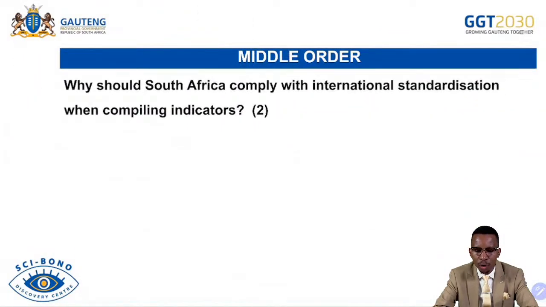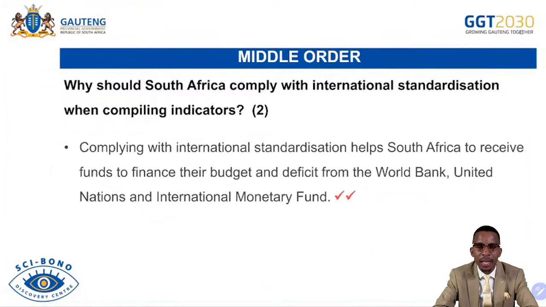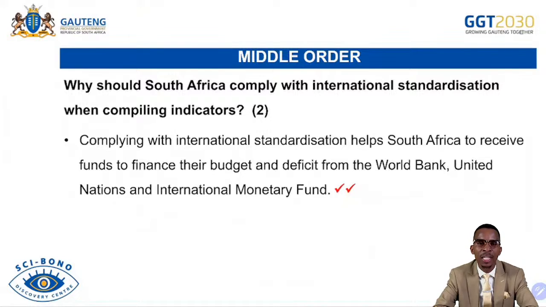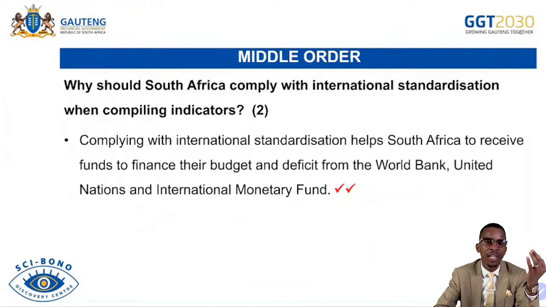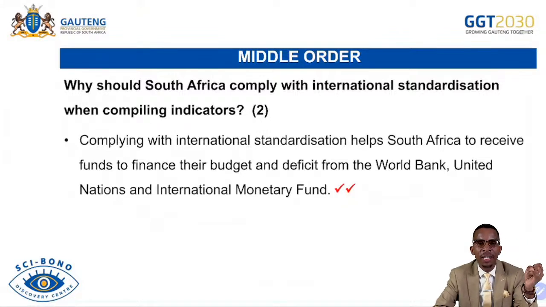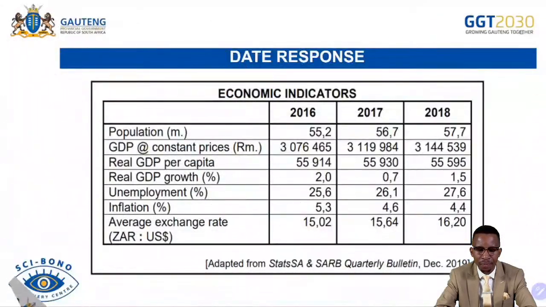Why should South Africa comply with international standardization when compiling indicators? Remember, South Africa is fully responsible as a member of three international organizations, namely the World Bank, the International Monetary Fund, as well as the United Nations. So it has to comply with the regulations set by those organizations as a member. Complying with international standardization helps South Africa to receive funds to finance its budget deficit from the World Bank, the United Nations, as well as the IMF, the International Monetary Fund.